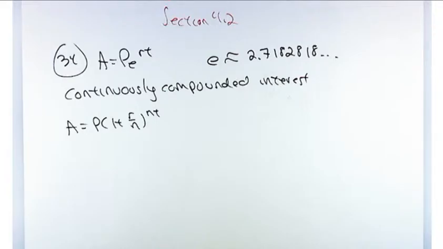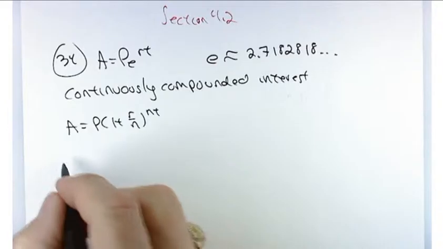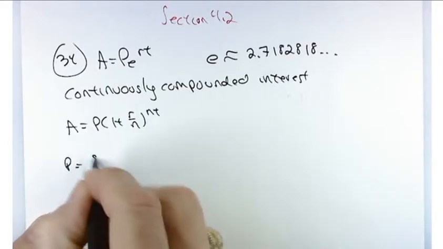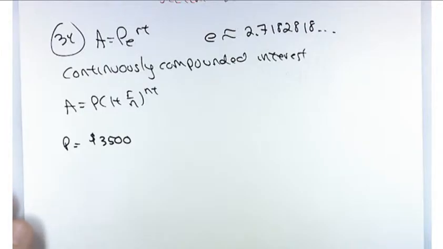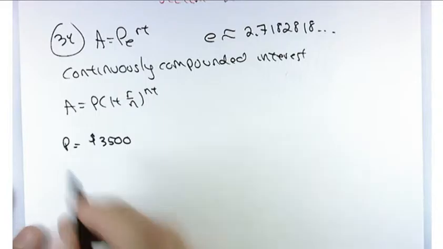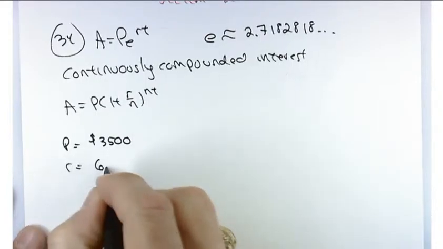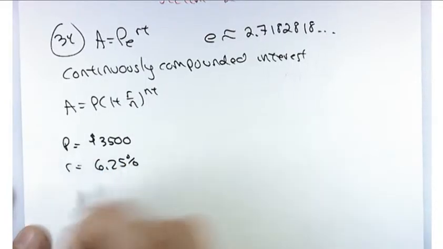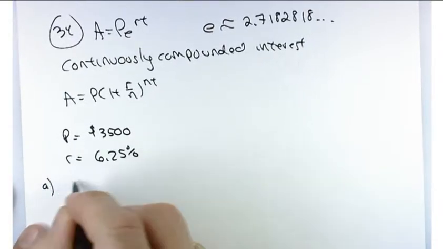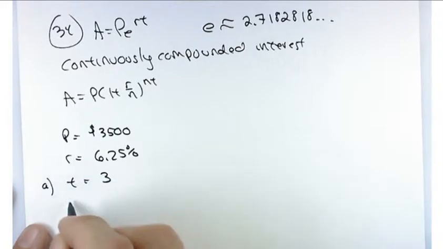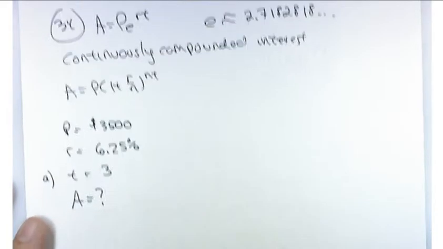So, in any case, let's practice with problem number 34. We want to invest $3,500 in an account with continuously compounded interest, getting 6.25% interest per year. For part A it is 3 years. And the question is, how much are we going to get back when we do that?